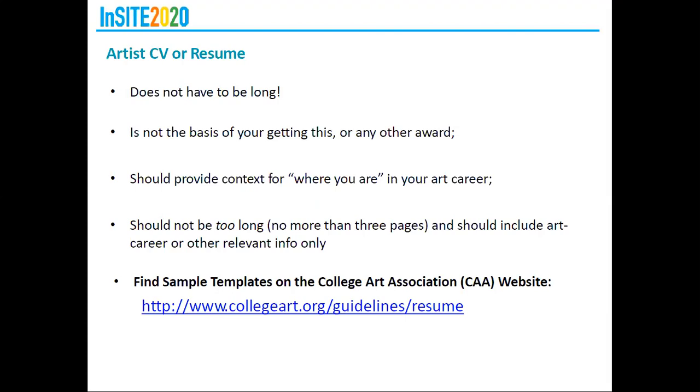It should not be too long. So no more than 3 pages. So if you do happen to have an extensive CV, do try and consolidate that to have only the most recent or relevant experience listed. And your artist CV or your artist resume should only include your art career information. So it's not a resume that you would use for applying for a job. It is only about your career as an artist. You can find sample templates on the College Art Association website, so I really encourage you to check that out. If you haven't updated your CV in a while, you might want to make sure you're still following the best professional standards.